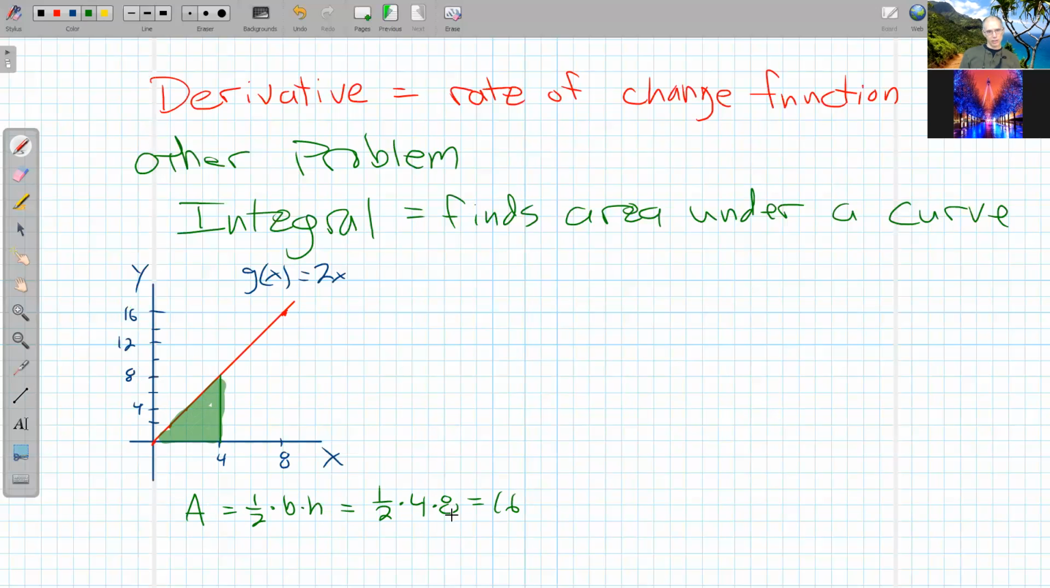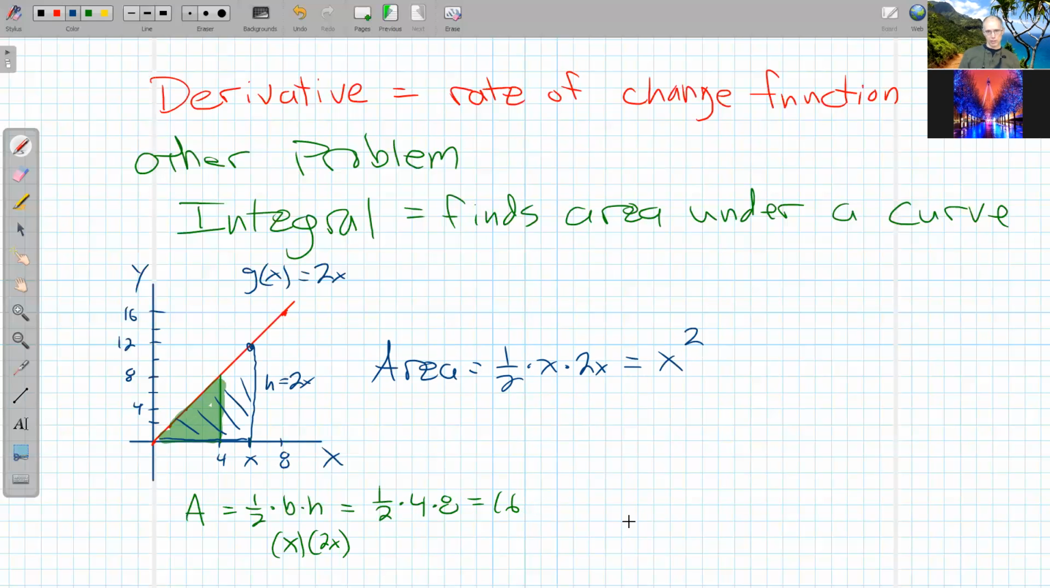And that 8 right there, according to this curve, if the base is the x value, then the height is always twice the x value. So if I pick any old x value over here, let's use a different color, just some x value called x, then this triangle would have a base of x and a height up to there of 2x. So the formula for that area would be 1/2 times the base, x, times the height, 2x. Cleaning that up a little bit, I get the area is always x squared.